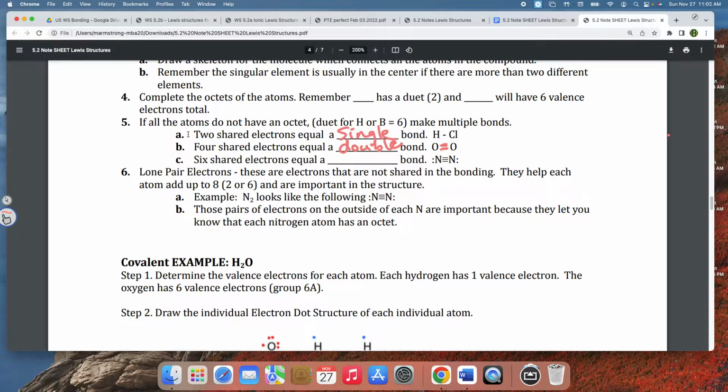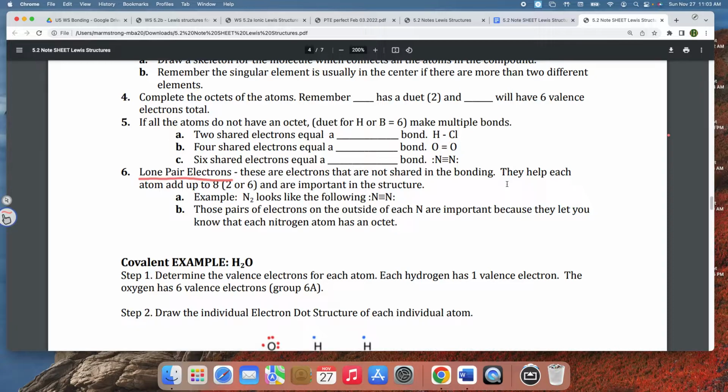6 shared electrons equals a triple bond. And again, you have 2, 4, 6. Each line represents 2. There's 3 of them. 3 times 2 is 6. So there are these things called lone pair electrons. These are electrons that are not shared in the bonding. They help each atom add up to 8, or 2 for hydrogen, or 6 for boron, and are important in the structure. You have to have them in your drawing, or you don't get full credit.